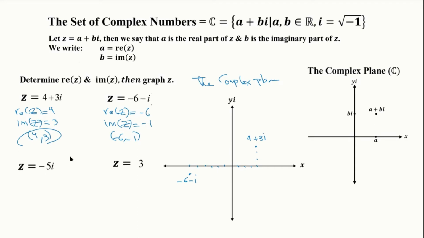How about this one? Well, you're saying there is no a. There is an a. It just happens to be 0. So you can think of this as 0 minus 5i. So the real part of this complex number is 0, and the imaginary part is negative 5. So the reference point for our Cartesian coordinate plane would be (0, -5). So you graph it as if you were going to graph the ordered pair (0, -5) in the Cartesian coordinate plane. So you would start at the origin, just go down 5 units, right?